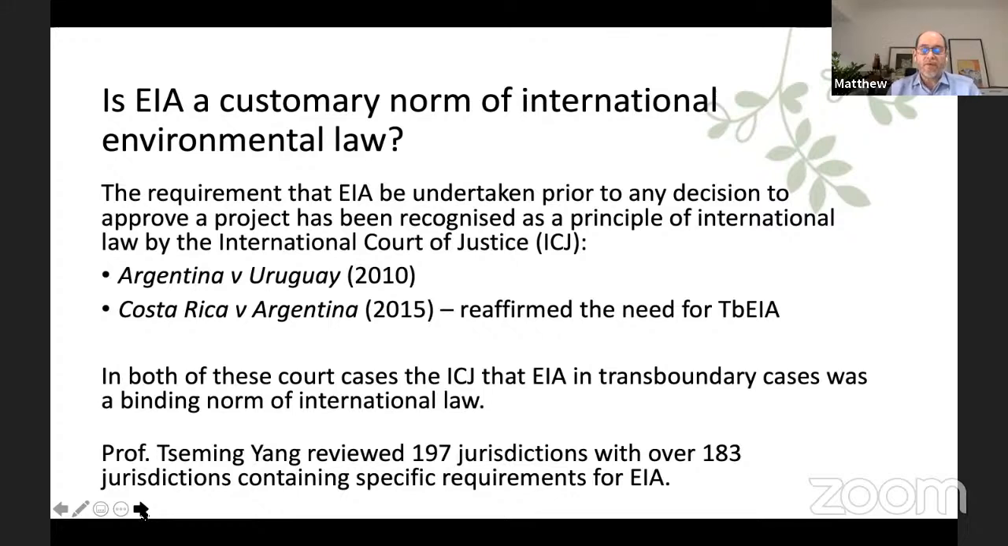What has happened with two recent decisions in the International Court of Justice is the court has recognised that a requirement that EIA be undertaken prior to any decision to approve a project has become a principle of international law. So that a project that may have an impact, and this was in the context of transboundary impact, cases that had a potential impact on an adjoining state, that the ICJ made it clear that it was a requirement prior to approving a project that there was a need for transboundary environmental impact assessment.